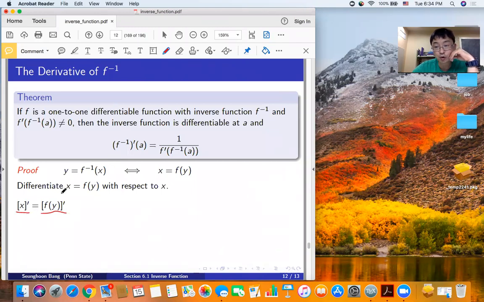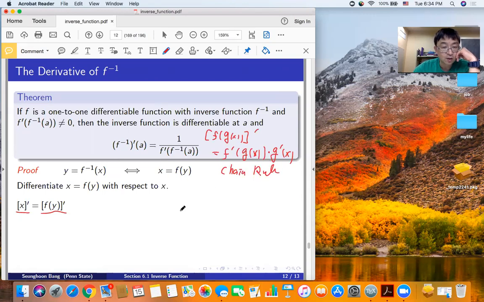So what kind of rule do you use? You can use chain rule. Do you know this one? F of g of x prime is outer function prime of inner function times inner function prime. This is exactly chain rule. We use chain rule.